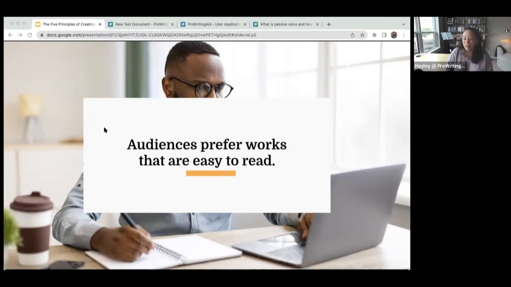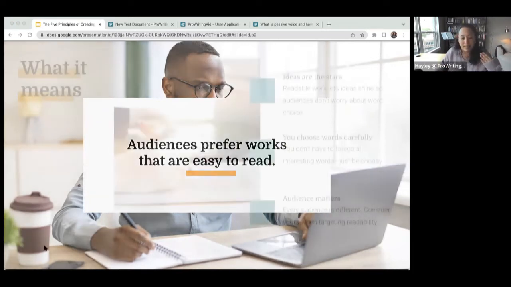I remember when I was in high school, I would try to make my grade level as high as I possibly could in Word spell checker, because I thought that meant I had a good paper. But that's not true. It could not be further from the truth. Good writing is actually often easier to read rather than harder to read.